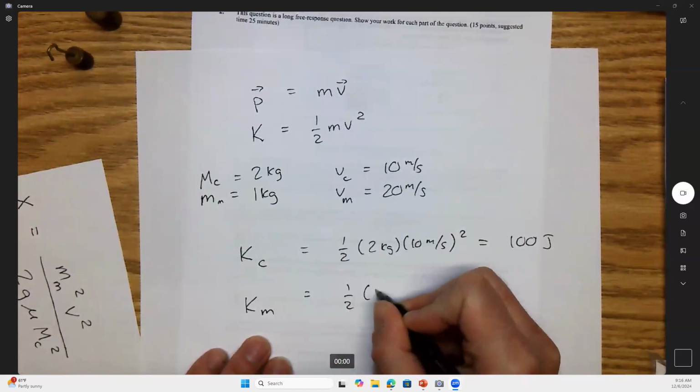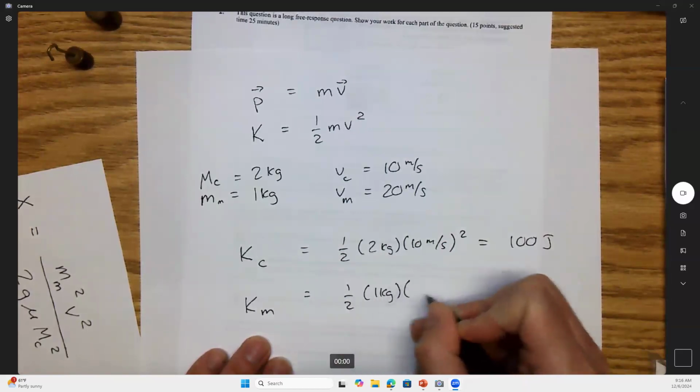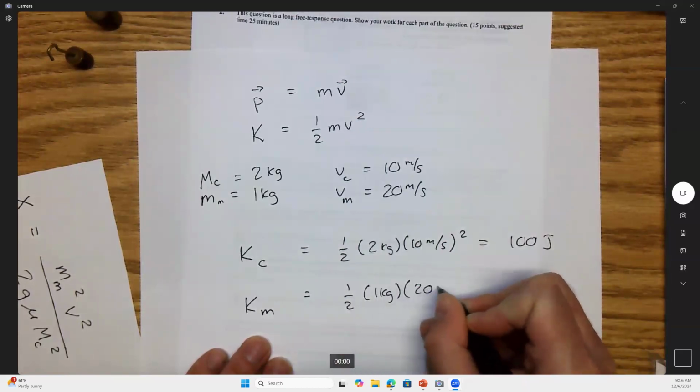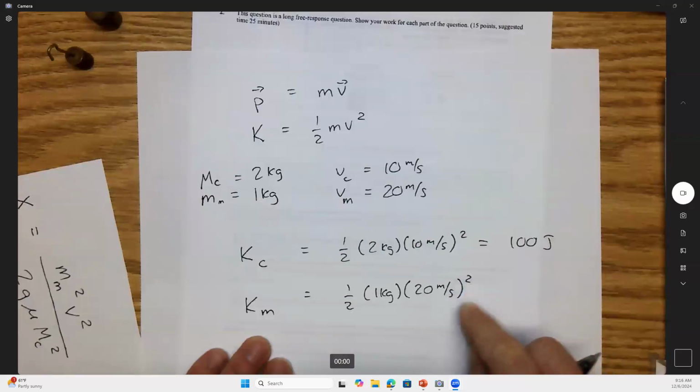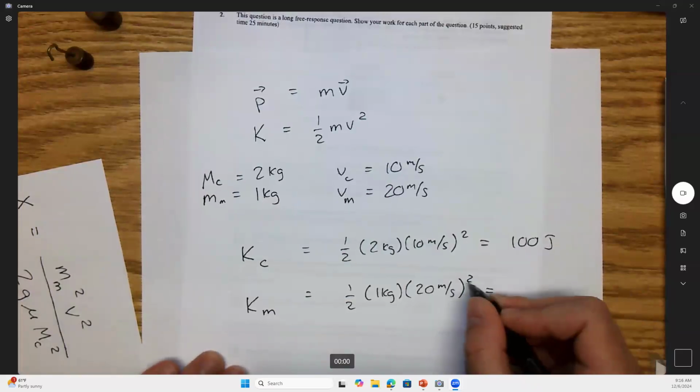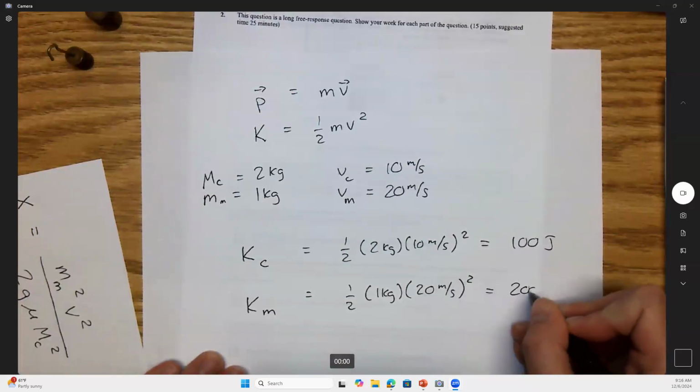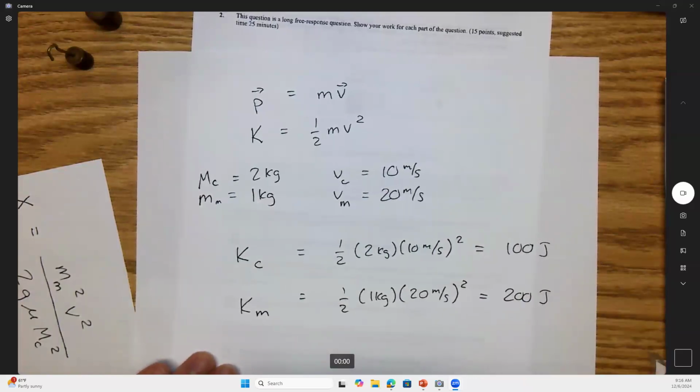But the marble has half the mass but double the speed. And guys, that double speed is getting squared. So in terms of the energy, does it count even more? Yeah. 20 squared is 400, divided by 2, that's 200 joules. Does the answer just pop out of the page right now? Which one takes more work to stop?